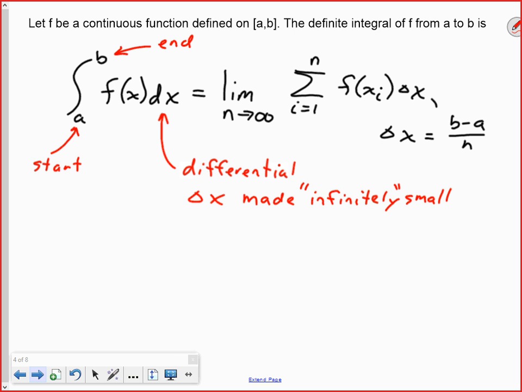I'm going to put infinitely in quotation marks here because if it was actually infinitely small, you couldn't add up a whole bunch of them together and get a finite area. So this is one of these gray areas in calculus where the size of dx is as small as you need it to be to answer the question. It's a little bit odd.